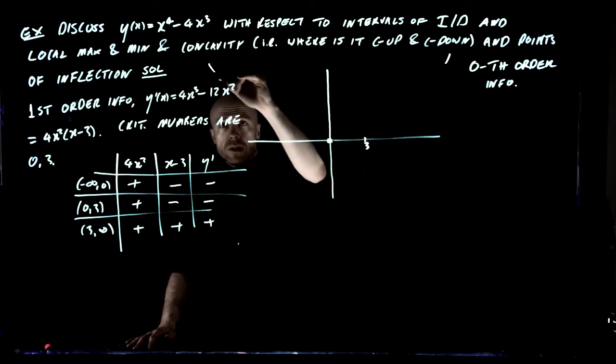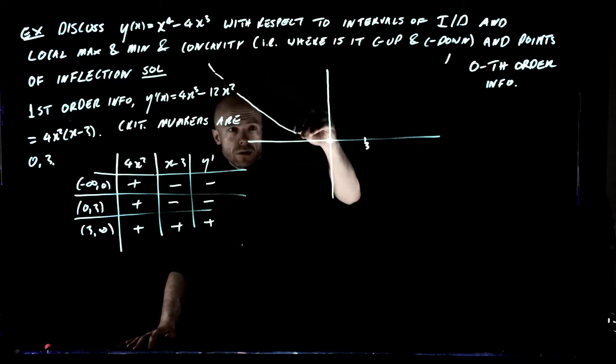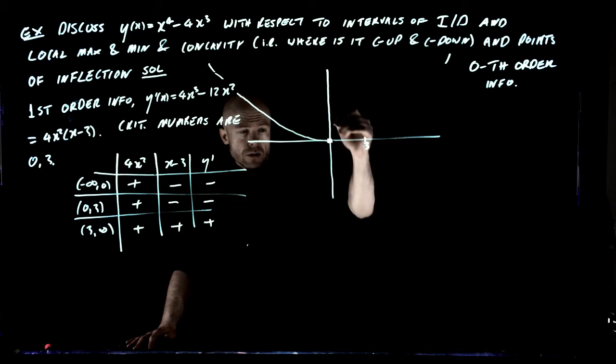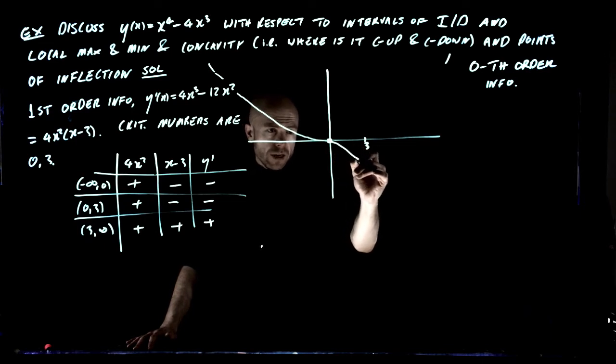So let's block that in, and that's fitting in with our picture. Like this. It's flattening out because the derivative is 0, but then it continues to be negative. Gradient is negative, and then it flattens out again like this.